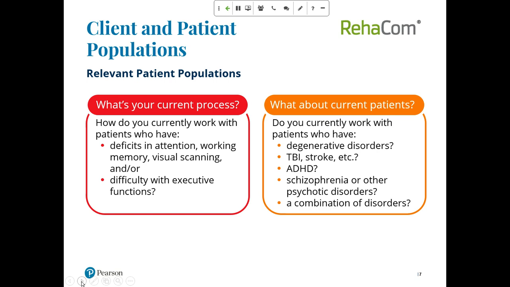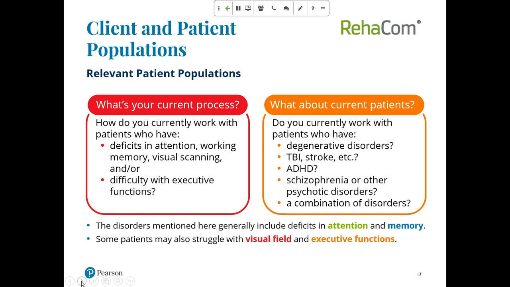Of course, what we know is that sometimes there's a combination of disorders, and some of the researchers even explored that. One of the articles on RehaCom looked at individuals, particularly adolescents and children, that had both brain injury and ADHD. So sometimes there's a combination. Now, there are disorders in attention and memory, but we may see some patients struggle with the visual field, and many patients that have attention and memory problems also experience executive dysfunction. But not just that. We also see sometimes a reaction to neurological problems such as depression and anxiety.